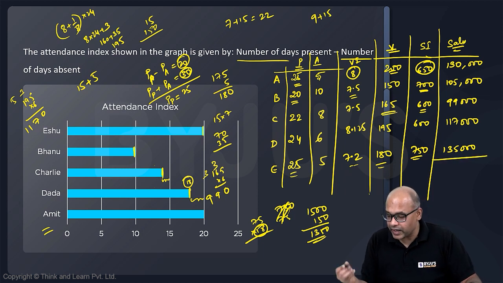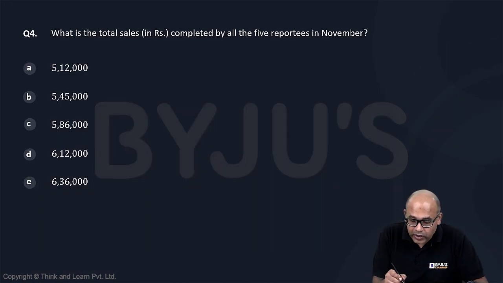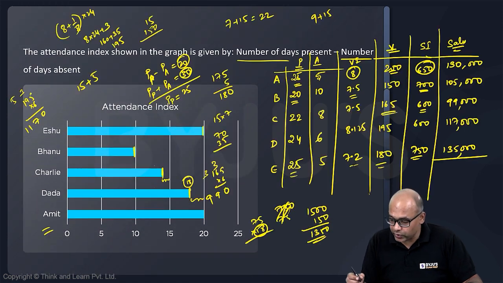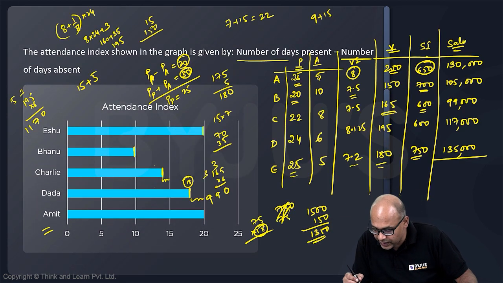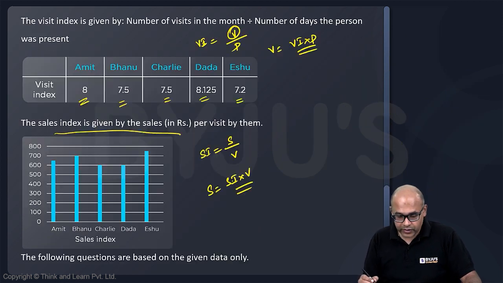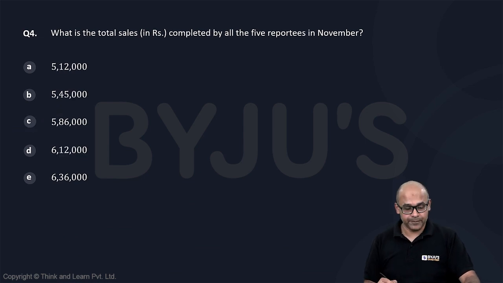If I add them, I'll get my answers if at all it is required. So let's take a look at the questions. What is the total sales completed by all the 5 reportees in November? Let's start adding them. 5 plus 7, 12 plus 9, 21 plus 5, 26, then 15 plus 3, 18. So 586, and 3 zeros. 586000. Yes, it is option C.